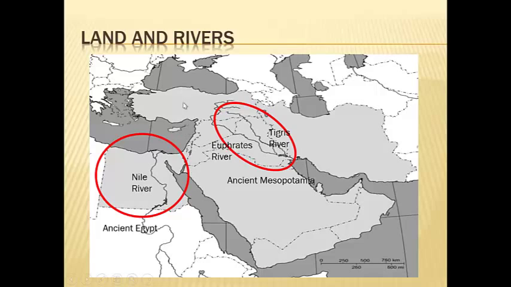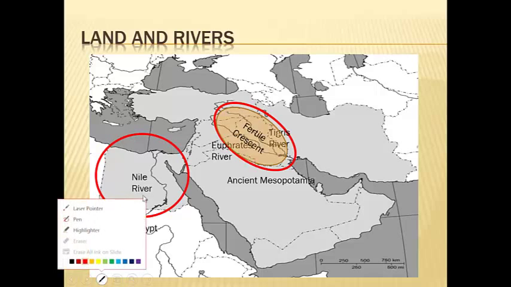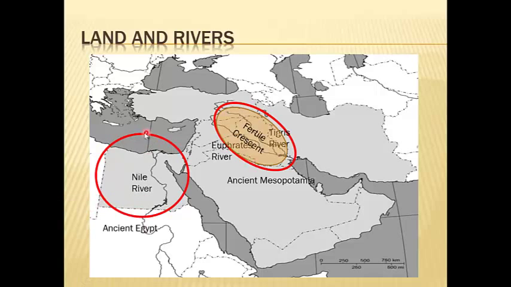Just a reminder, the land and the rivers. This area over here is ancient Egypt, and the Nile River is the river that flows through it. This land over here is ancient Mesopotamia, and it is the Tigris and the Euphrates River. And the land in between the Tigris and Euphrates River is called the Fertile Crescent. Go ahead and fill in your map now.